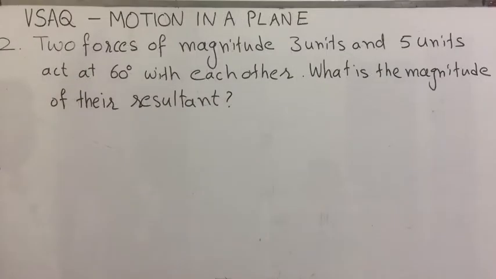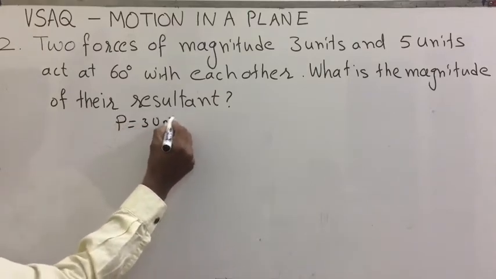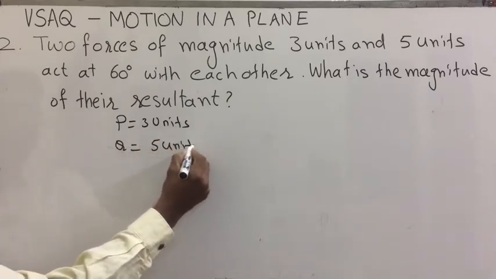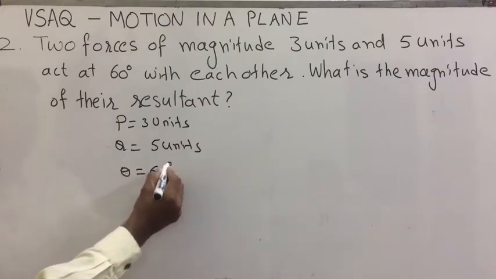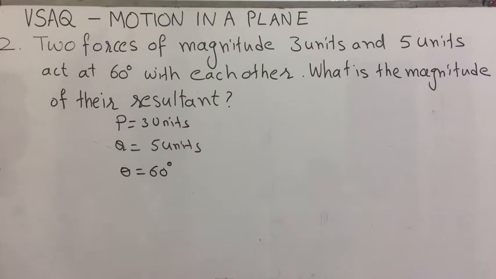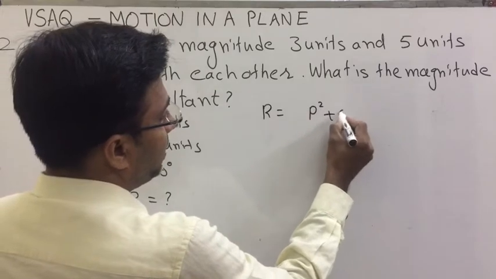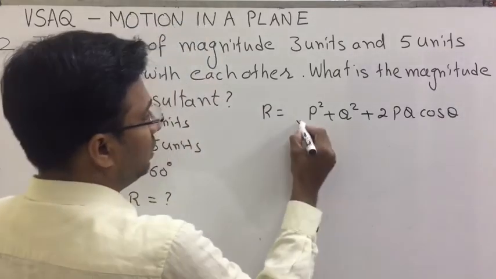Second question. Two forces of magnitude 3 units and 5 units. Let one force be P, 3 units, and the other force Q, 5 units. They act at 60 degrees, so the angle between them is given as 60 degrees. What is the magnitude of the resultant? The formula of the resultant is R equal to the square root of P square plus Q square plus 2PQ cos theta.